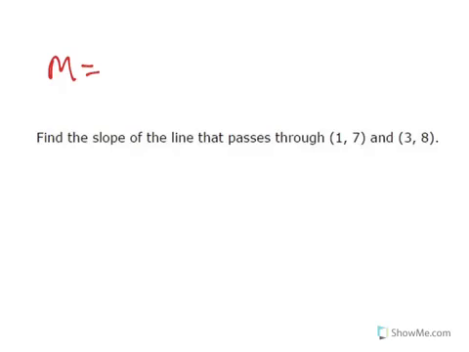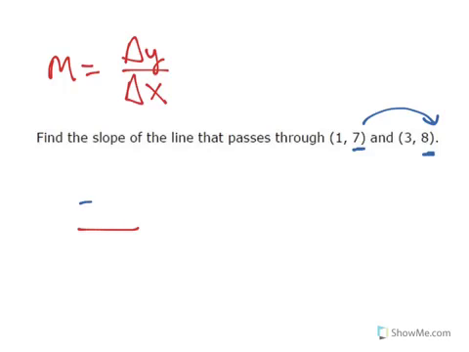Same thing. Slope is change in y over change in x. So let's make a fraction. Let's go ahead and figure out my y values first. I'm going to read from left to right. The difference between 7 and 8. Now, order matters here. I'm going from 7 to 8. Okay, my difference would be -1. 7 minus 8 would be -1.